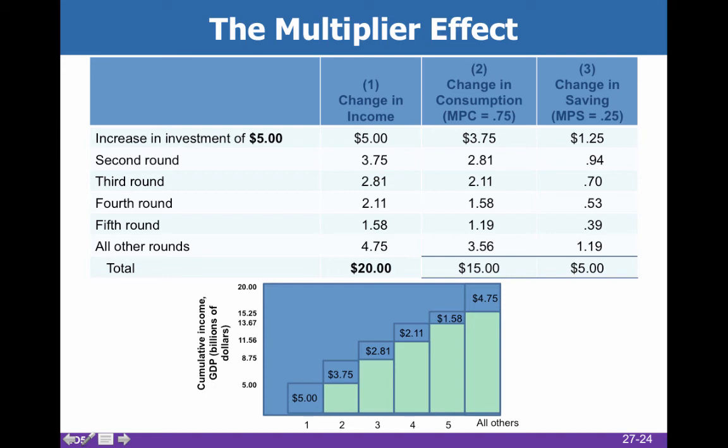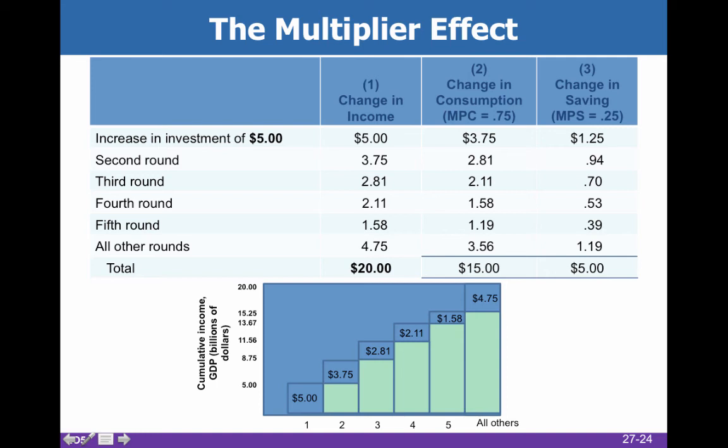So let's look at it. We have an increase in investment of $5. Our marginal propensity to consume is 0.75. So of that additional $5, that's our change in income, $3.75 will get spent and $1.25 will get saved. So this kind of leaks out, okay? What we save does not get re-spent.